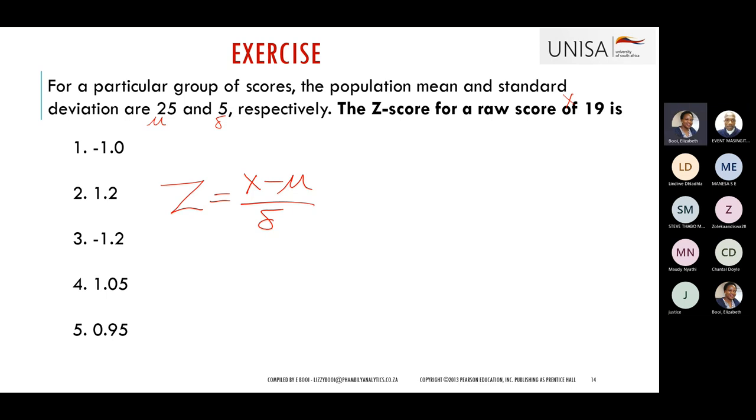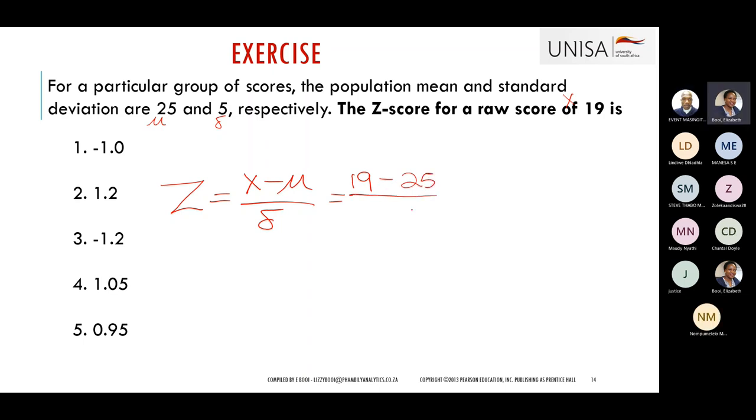Okay, I think now we've got a couple of answers. So what is our x? X is 19. And our mean is 25. And our standard deviation is 5. So 19 minus 25 is minus 6. Minus 6 divided by 5 is negative 1.2. So the raw score of 19 is 1.2 below the mean of 25. And that is option 3.